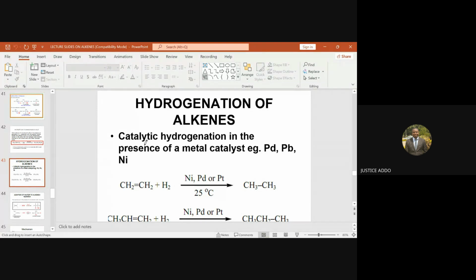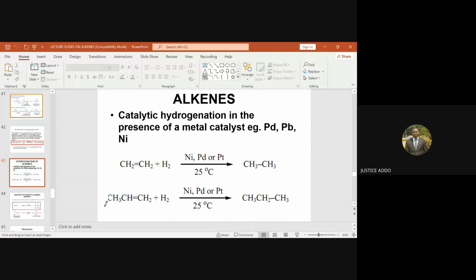So catalytic hydrogenation in the presence of a metal catalyst will lead to the formation of an alkane. So this is an alkene. It absorbs hydrogen under a metal catalyst, and then you form your alkane.